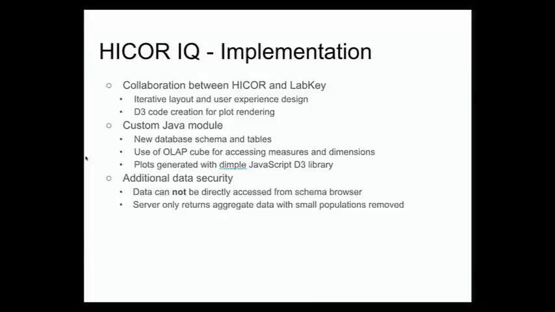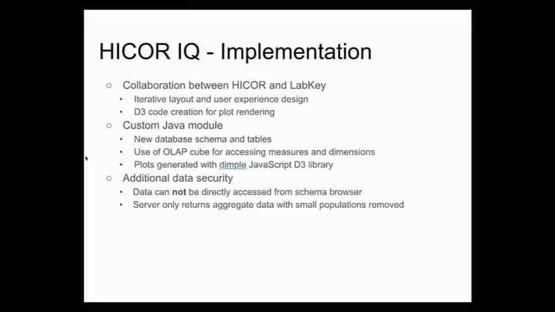But then we also went through another iteration of the D3 code, switching to the Dimple library to simplify the code itself and make it easier to change things. And I'll show a quick code example in a second. This is all built into a custom Java module. It has its own database schema that's created from the module using SQL upgrade scripts. It uses an OLAP cube for accessing the measures and dimensions of the data.